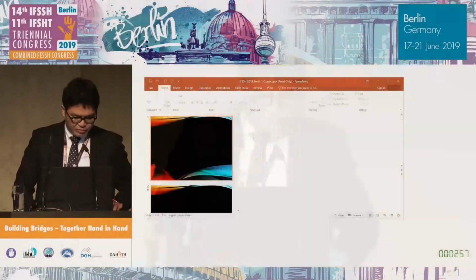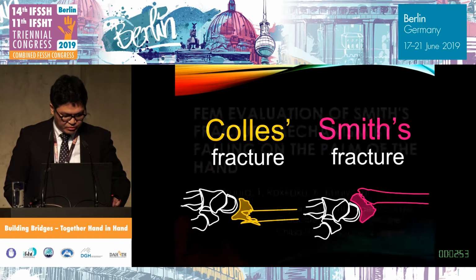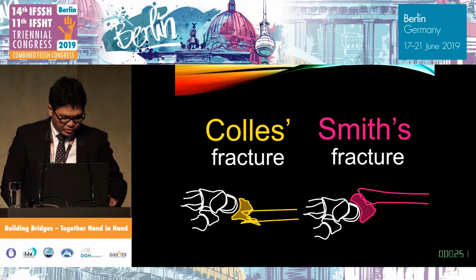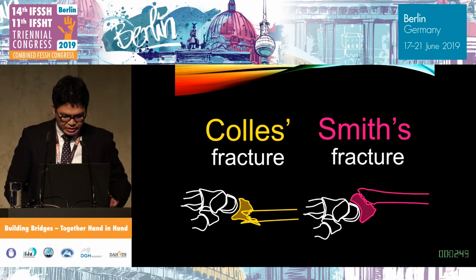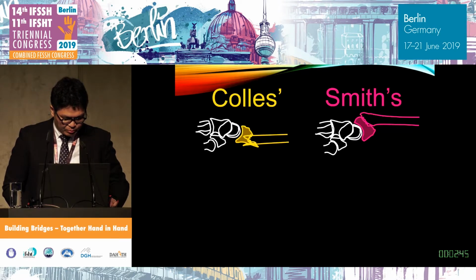It is a great honor to be able to speak to you. Today I would like to talk about the mechanism of Smith fracture. You know, in Colles fracture, the distal fragment is dorsally displaced, whereas in Smith fracture, this fragment is volarly displaced.